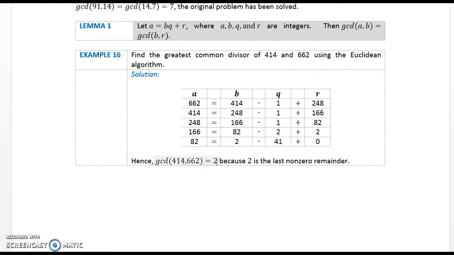Lemma 1. Let a equal bq plus r, where a, b, q, and r are integers. Then the greatest common divisor of a and b is equal to the greatest common divisor of b and r.